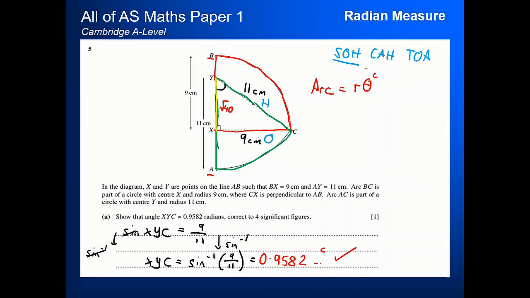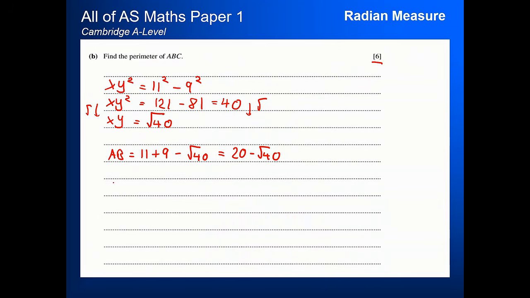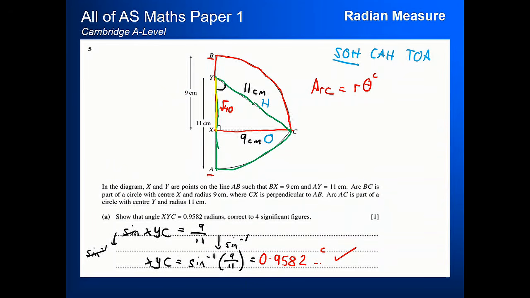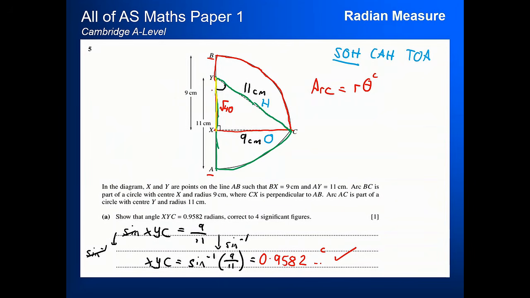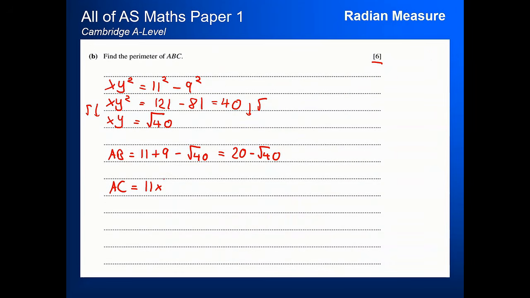So if we do that for the first part, let's work out AC here. AC is equal to r times theta. Well, r is equal to 11. And then the angle in terms of radians, we already worked out here, that's 0.9582. So I'm going to leave that like so. I'll work this out a little bit later on.